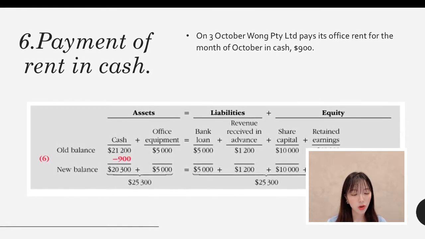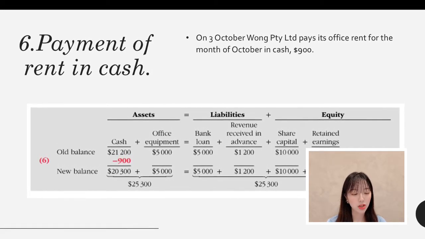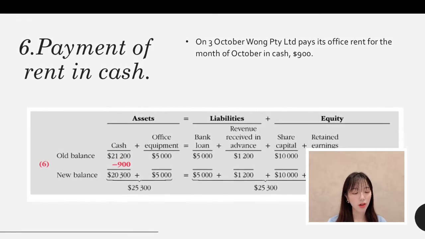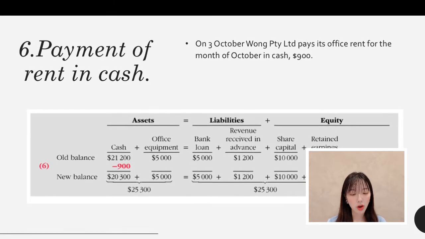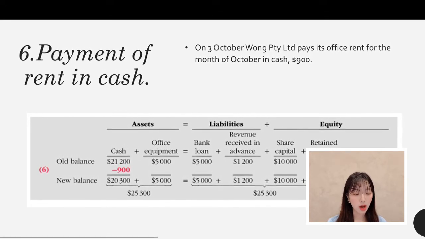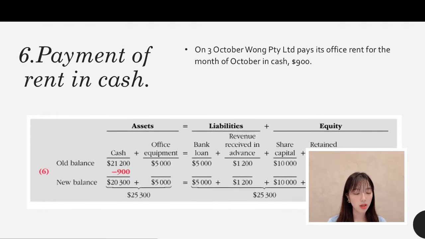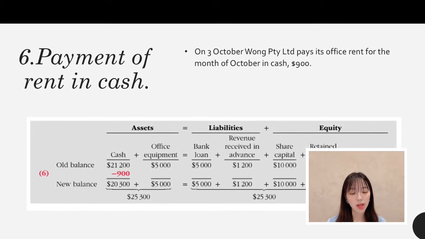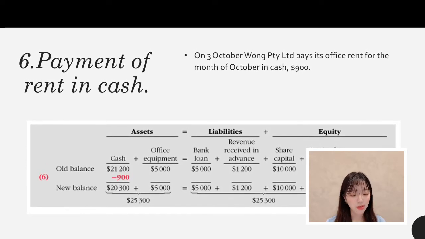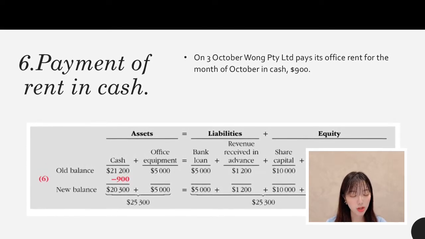It is recorded by decreasing cash and decreasing equity to maintain the balance of the accounting equation. To record this transaction, cash is decreased by 900 and retained earnings is decreased by 900. The effect of the payment on the accounting equation is as follows.